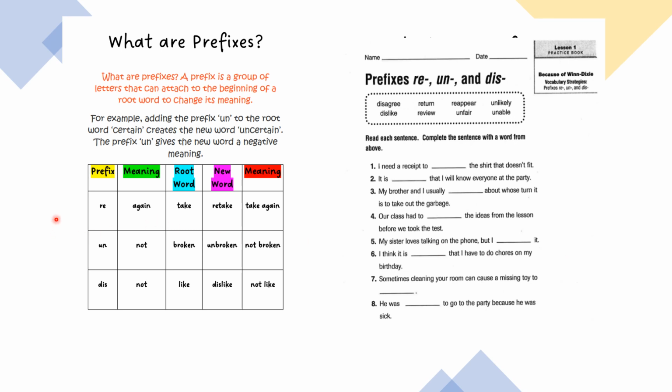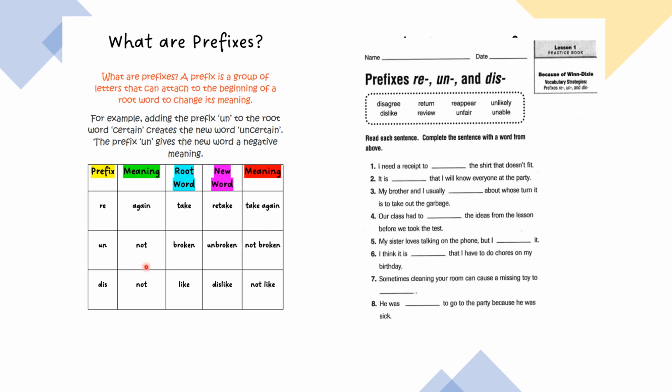All right, so let's look at this chart. We have the prefix, the meaning of the prefix, the root word we're going to add to the prefix, the new word, and then the new meaning. All right, so let's look at the prefix re. Re means again. So if we add it to the root word take, our new word is retake, and that means to take again.